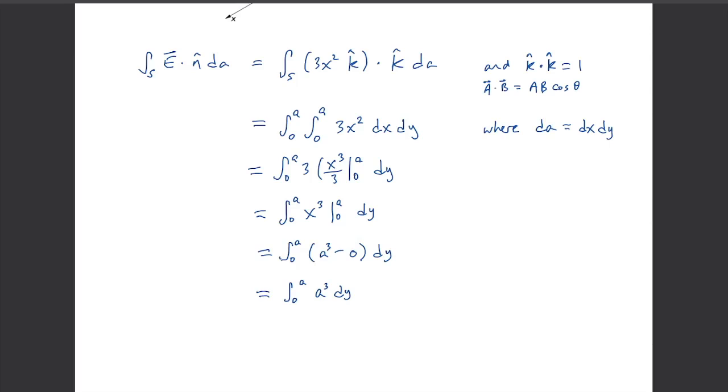Okay, so that is going to give us A cubed times y evaluated from 0 to A. And this is going to give us A cubed times A, which is going to be A to the 4th, minus A cubed times 0. And so our final answer is A to the 4th.